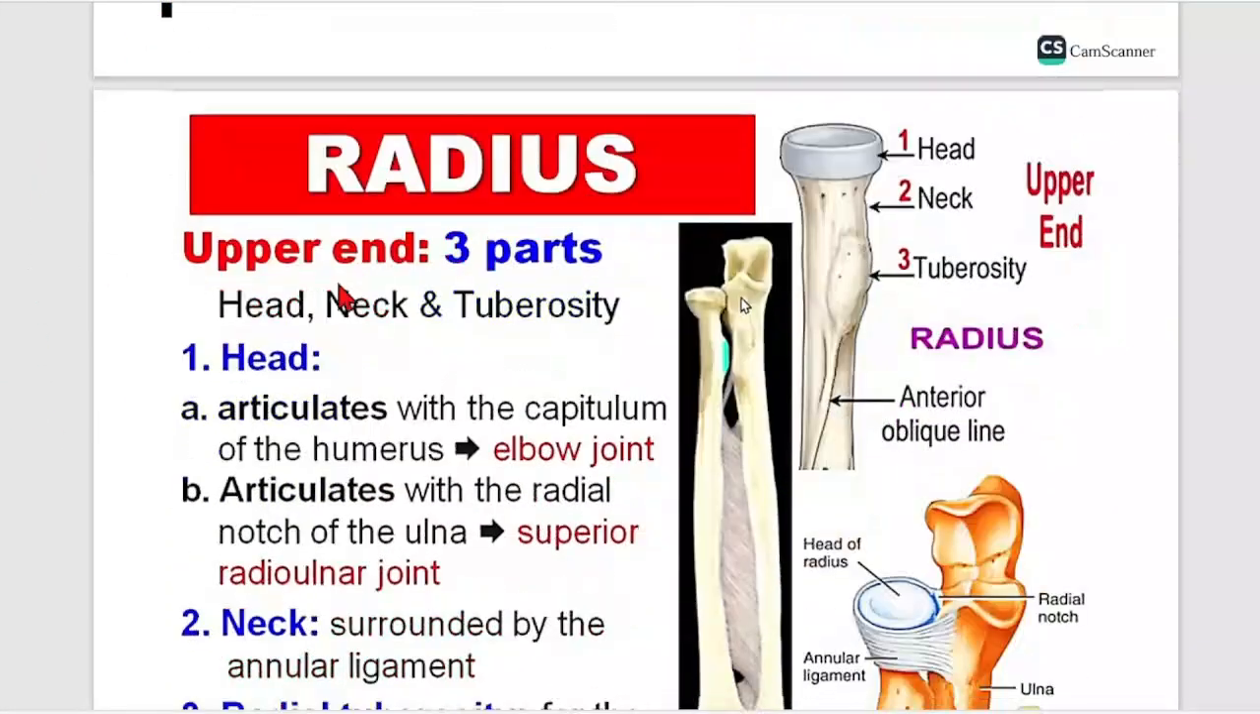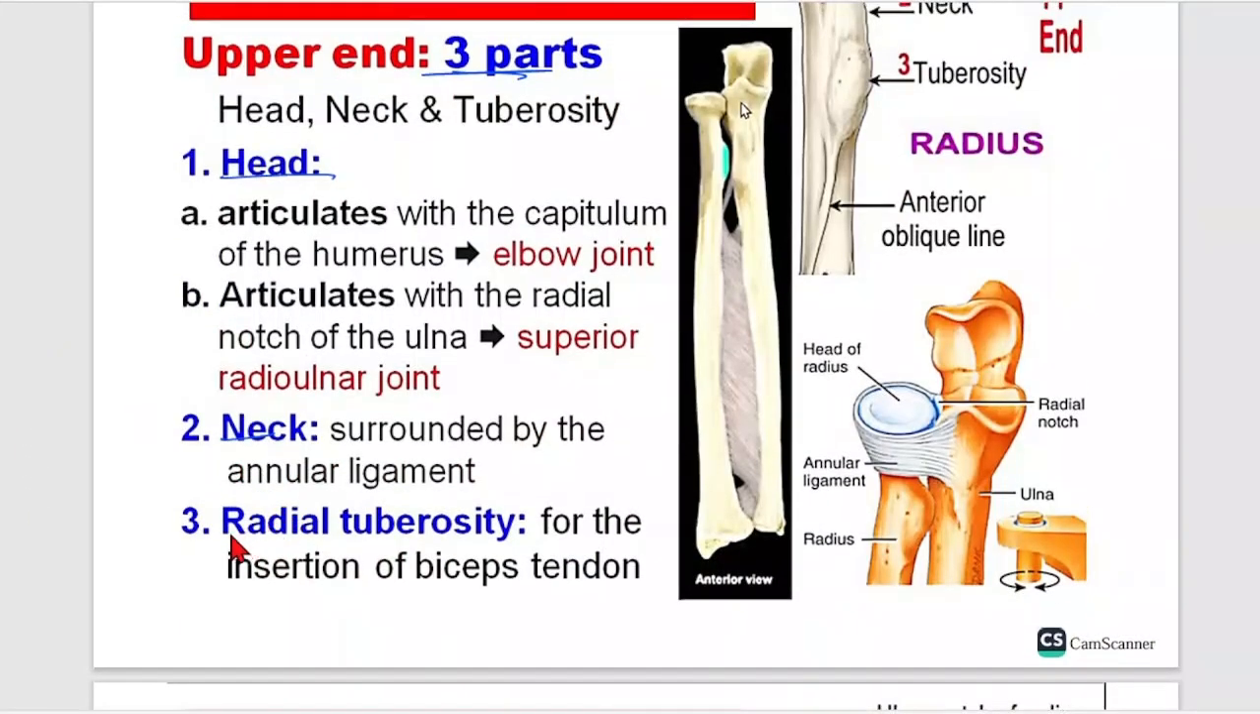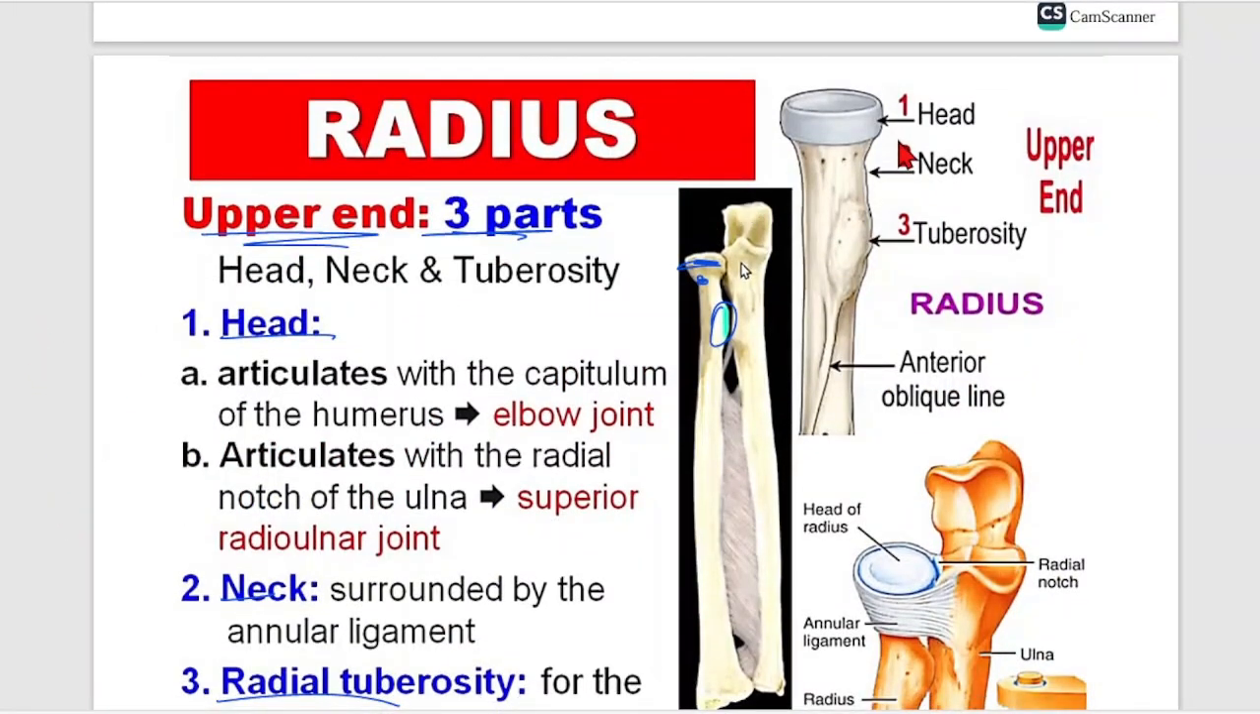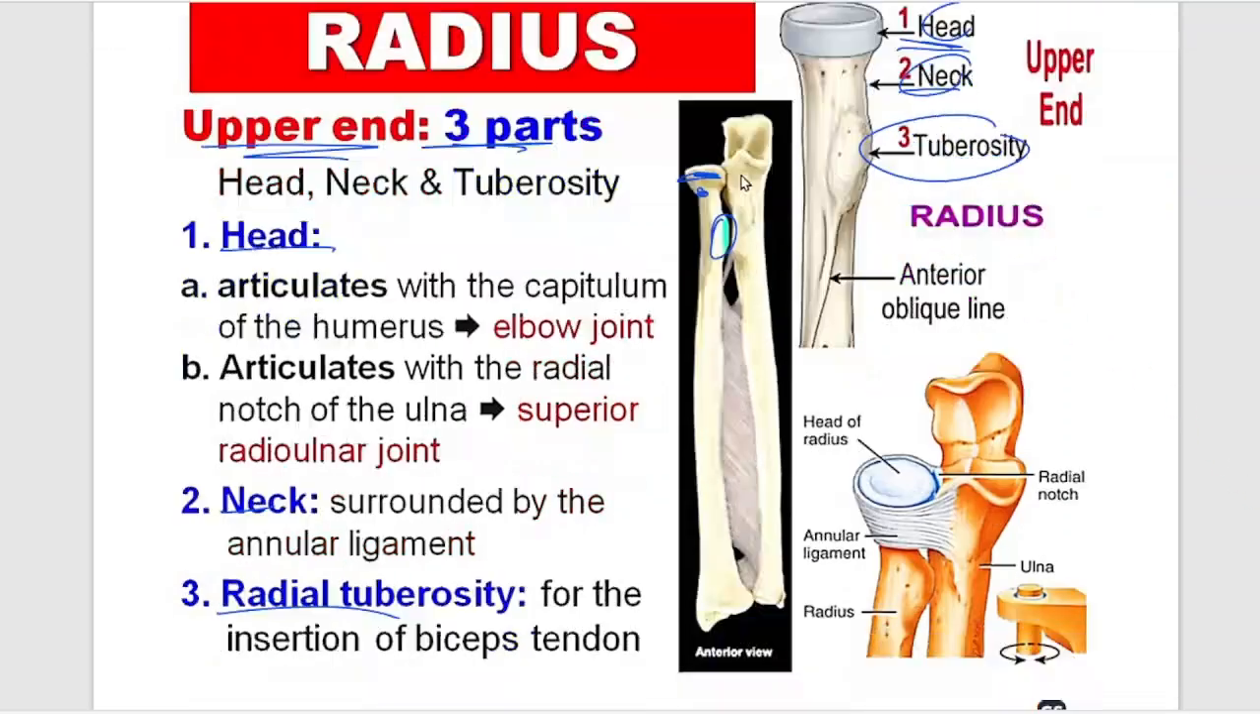Now about the radius. The radius has three parts at the upper end: the head, the neck, and the radial tuberosity. This is the head, this is the neck, and this is the tuberosity of the radius. Now we will discuss the muscle. One head, one neck, one tuberosity.